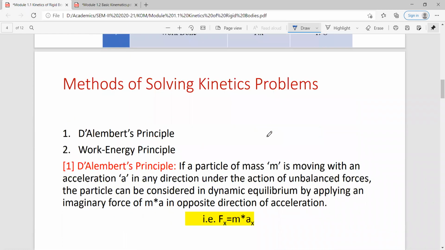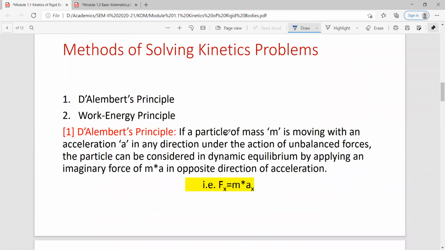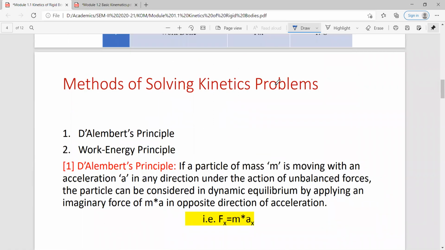Now let us discuss the methods of solving the kinetics problems. Two methods are there which you might have studied in first year also. First is D'Alembert's principle, and second is work energy principle.